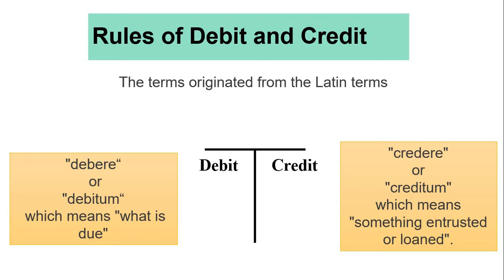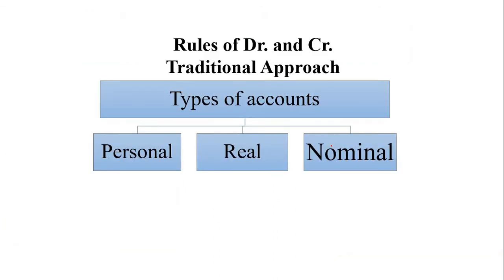So basically whenever we are making account, the left side of account will be called as debit side and the right side of account will be called as credit side. For the debit we are going to use the abbreviation Dr., and for credit the abbreviation used is Cr. So let us first see rules of debit and credit according to traditional approach.